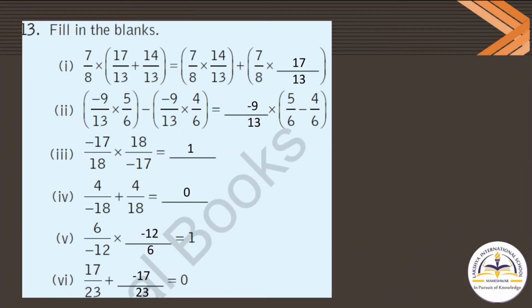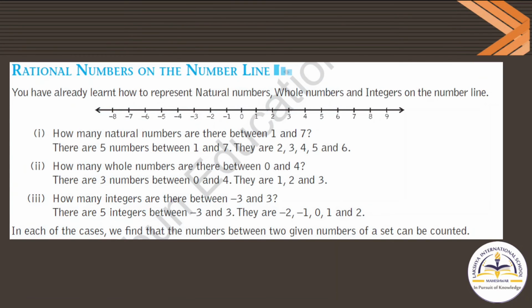Now question number 13. 7/8 into 17/13 plus 14/13 equals 7/8 multiplied by 14/13 plus 7/8 into blank. Here you have to solve using the property which is given in our previous concept. So you have to solve these questions from that. Now our next concept is rational numbers on the number line. How we can express a rational number on the number line.